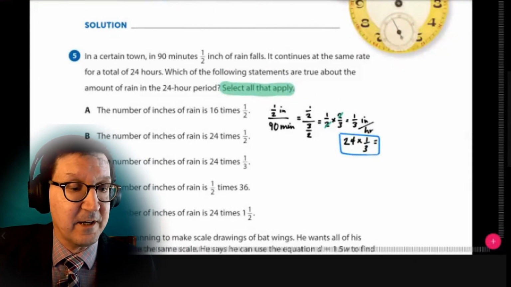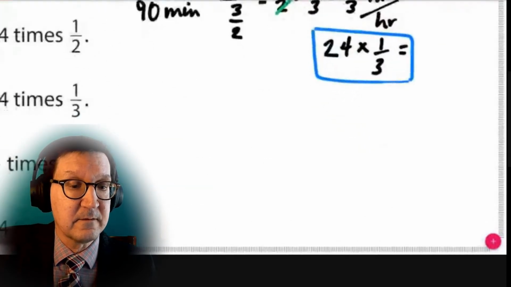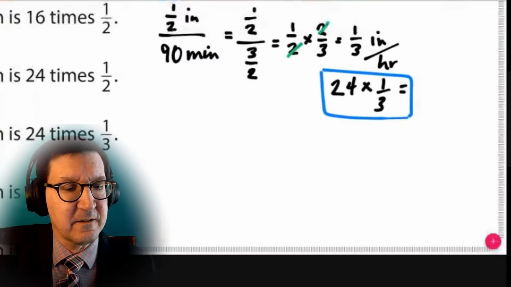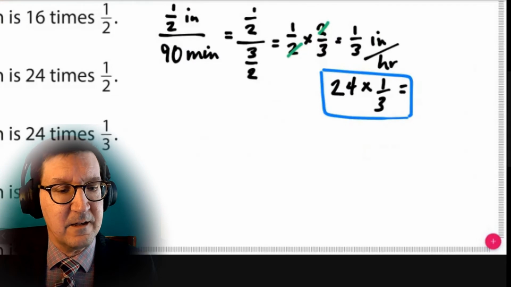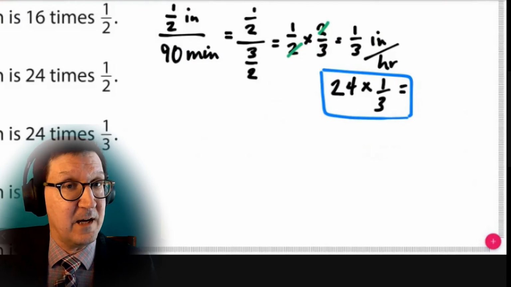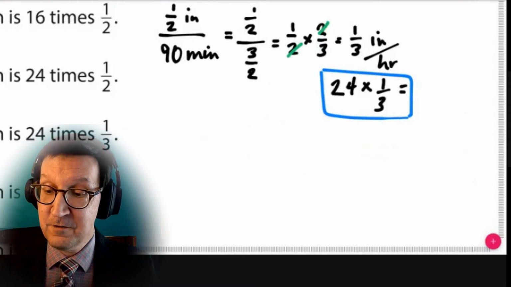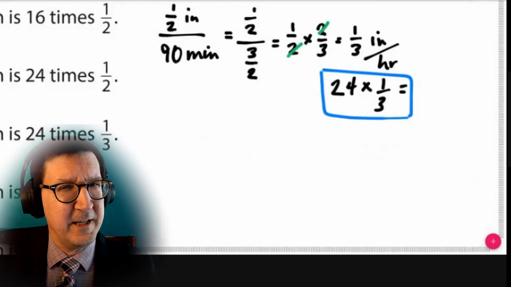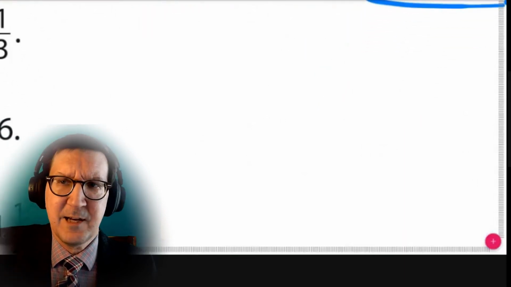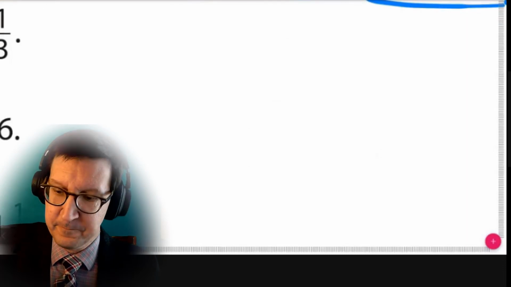So let's see what other answer we can find. Now notice the way we did this is we found the unit rate per hour first and then multiplied by the number of hours. There's another way we can do this too. We can find out how many times 90 minutes fits into 24 hours and use that as our unit rate. So let's see what that would look like. That would be a little different.